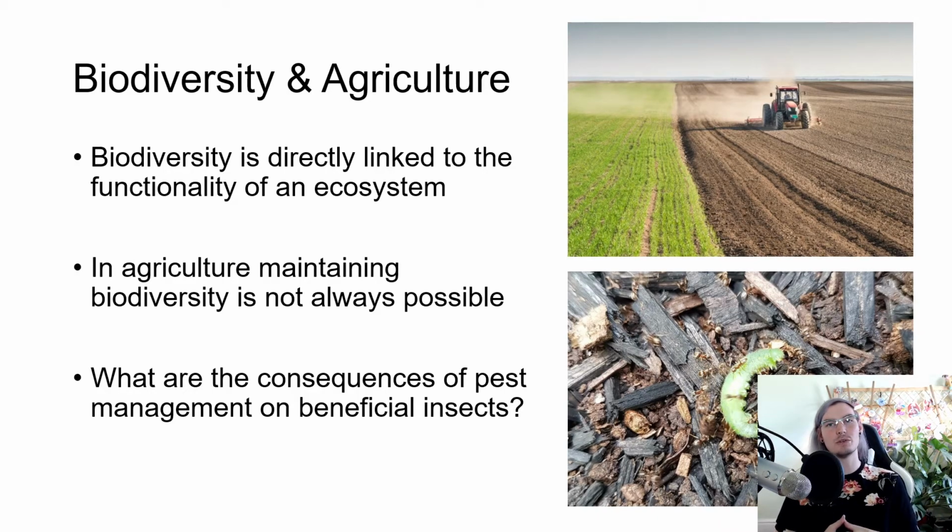Getting into my research, we first have to start at the topic of biodiversity and agriculture. So biodiversity is tightly linked with the function of an ecosystem. Typically, as you get more biodiversity, you get more productivity out of a system or more natural resources. In agriculture, it's not always possible to maintain biodiversity, though. There are some agricultural pests that we have to keep and control. What are the consequences of pest management on the beneficial insects, though? What are the consequences of trying to do this on those that we actually want to keep around?